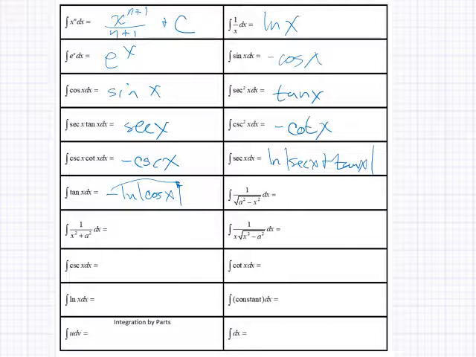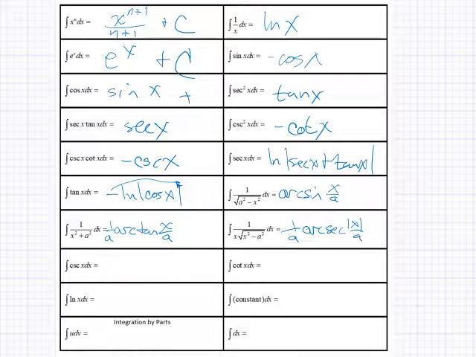Here we get some of our inverse trig ones. So if we look at the first one, your 1 over the square root of a squared minus x squared, that's your arc sine. So this one would be arc sine of x over a. This one would be your 1 over a arc tan x over a, and this one's going to be your arc secant, so 1 over a arc secant of absolute value of x over a. Again, every one of these has a plus c on it. I'm just not going to write that.